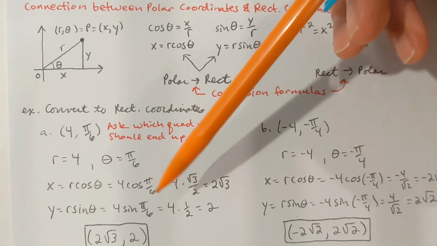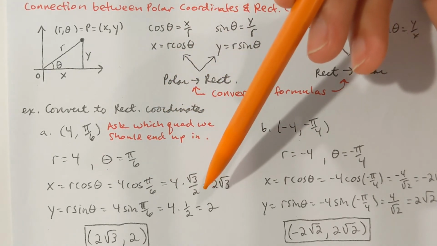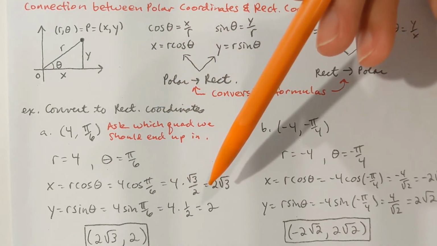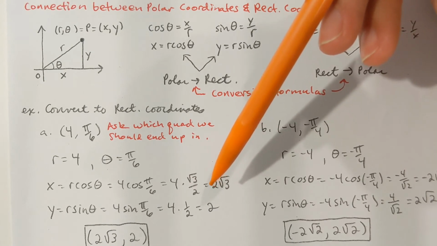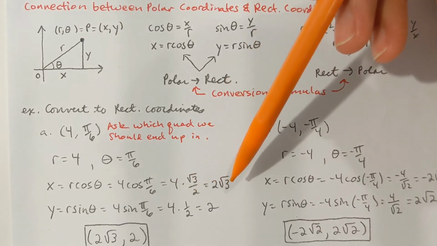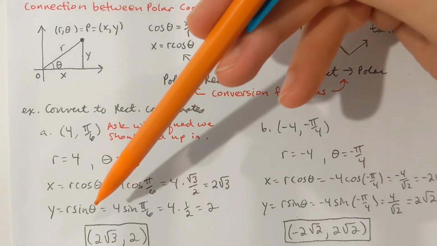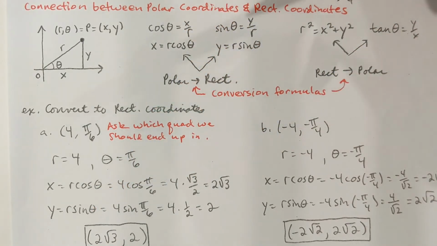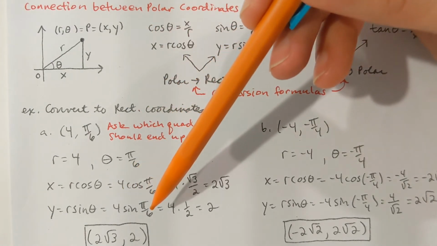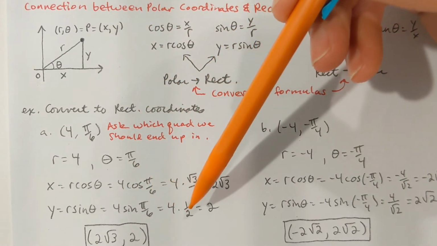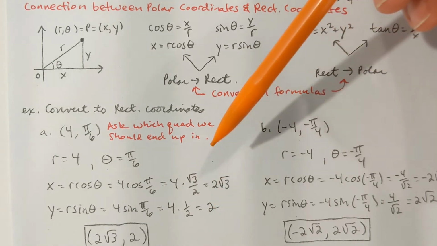Cosine pi over 6 would be root 3 over 2. You're working with a 30-degree angle there, and a 30, 60, 90 right triangle. 4 over 2 is 2, so 2 root 3 would be the exact number for x. Then to get the y coordinate, we need to compute r sine theta. r is 4, theta is pi over 6. Sine pi over 6 is 1/2. 4 times 1/2 is 2.